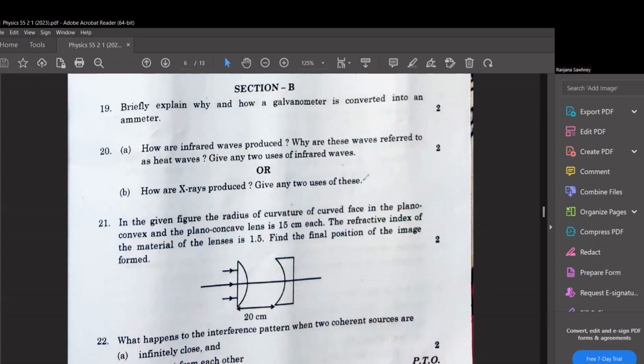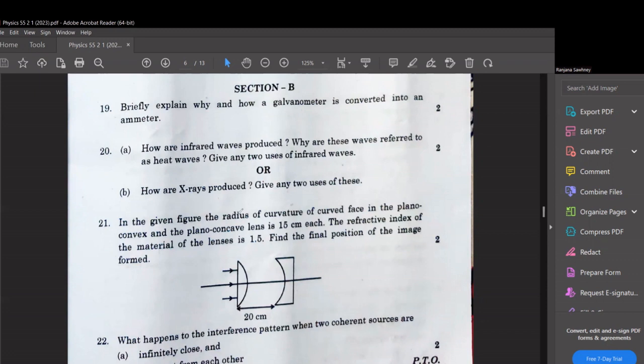Next is how are X-rays produced? When fast moving electrons hit some heavy target, then X-rays are produced. And any two uses of this: they are used for studying the crystal structure. They are also used for the treatment of certain forms of cancer. They are also used as a diagnostic tool in medicine. So any two uses have to be written.